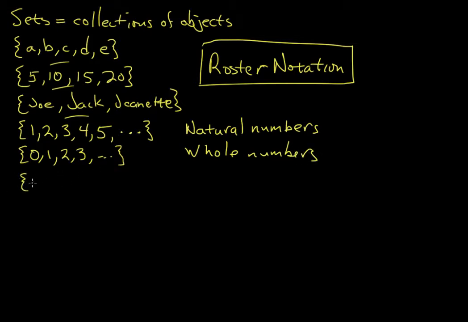If you start including negative numbers, well, I can start from essentially negative infinity up to, negative 3, negative 2, negative 1, 0, 1, 2, 3, dot, dot, dot. And that's negatives, 0, and the positive natural numbers. So we call these the integers.